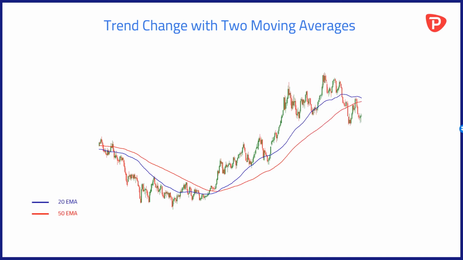You need to be on the lookout for a cross of the fast moving average from below to above the slow moving average for a change to an uptrend, and a cross of the fast moving average from above to below the slow moving average to change to a downtrend.